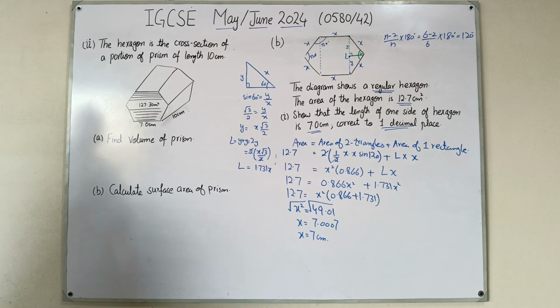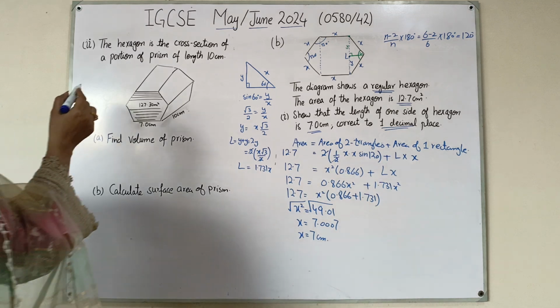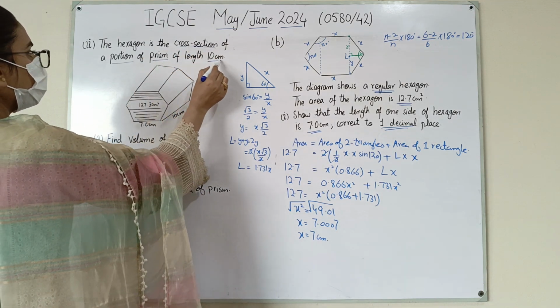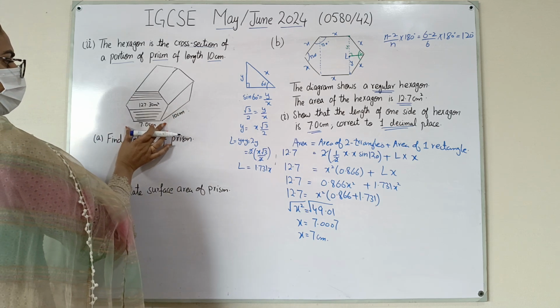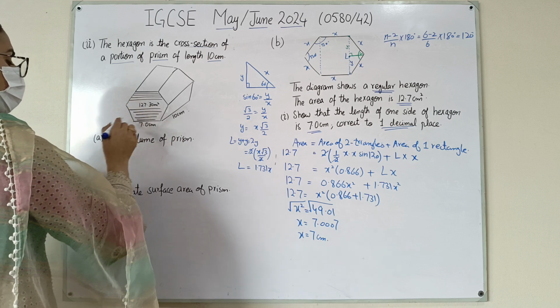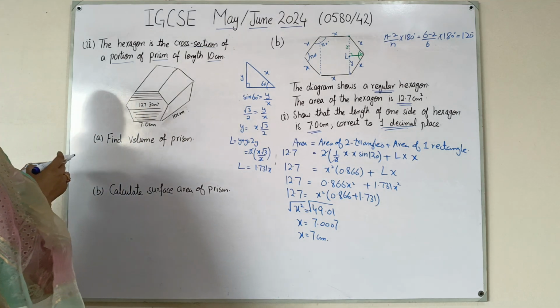Now let's move towards the next part, which is basically part number 2. In this question, he is saying the hexagon is a cross section of a portion of a prism of length 10 centimeters. This is the length, 10 centimeters, while this was the length of the side of the hexagon, and the area is also given by the examiner. So what is he asking you?